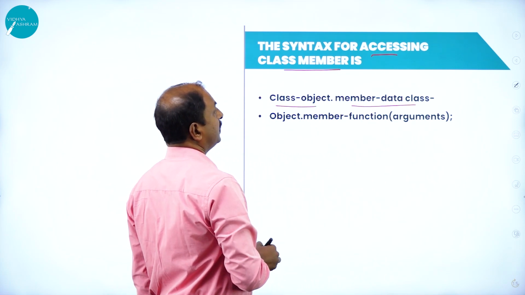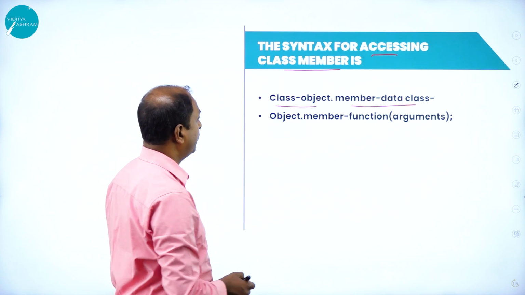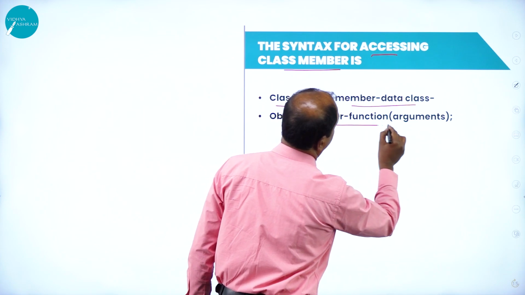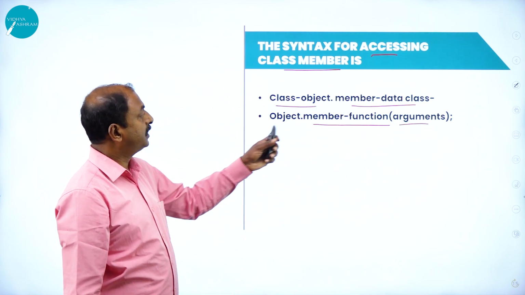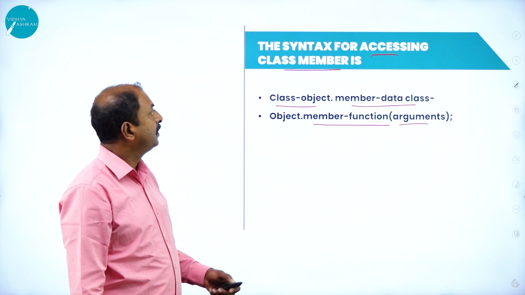So this is the syntax of how to access the data members. Next one is the class object dot member function, with arguments or without arguments. So this is the syntax of how to access the members of a class.